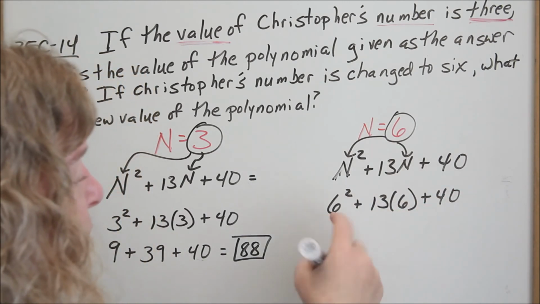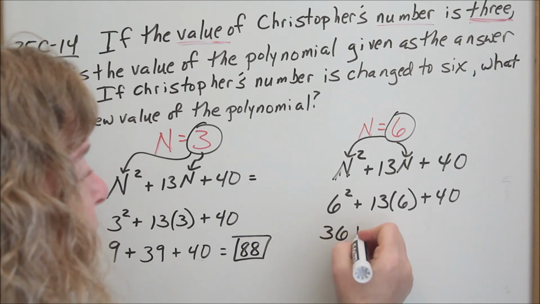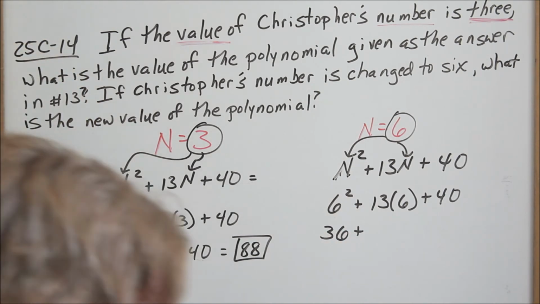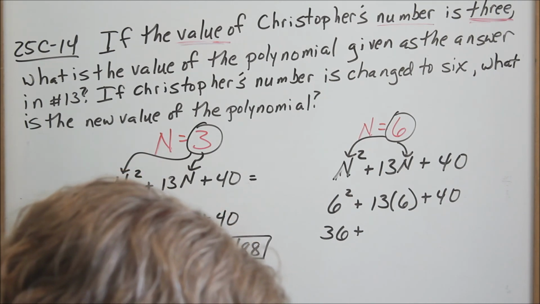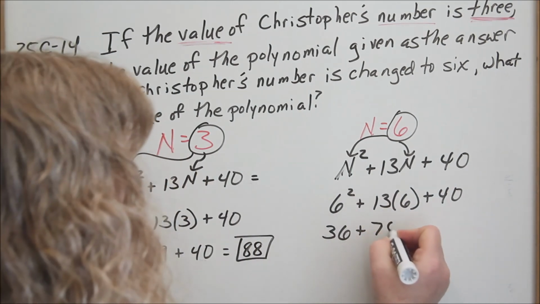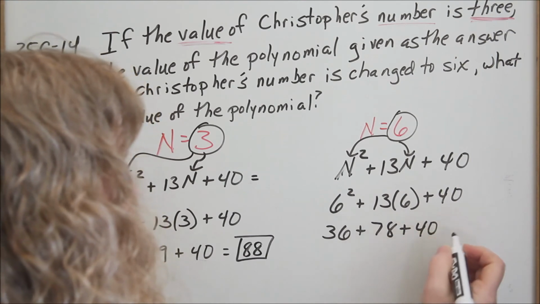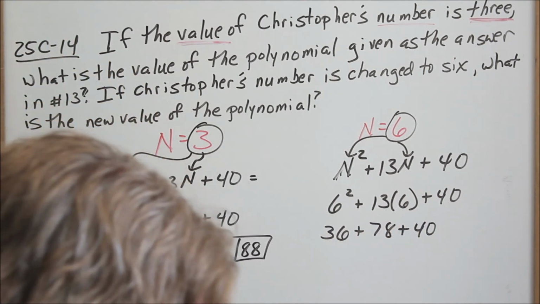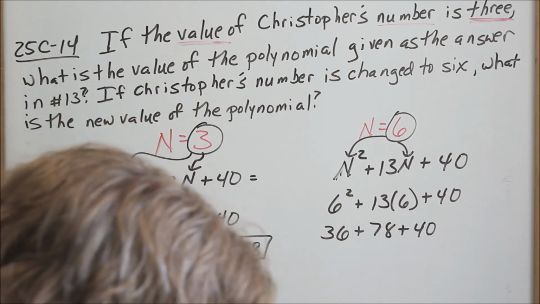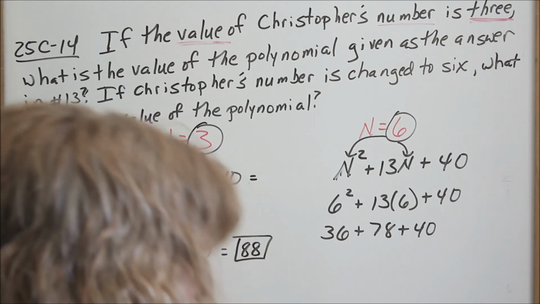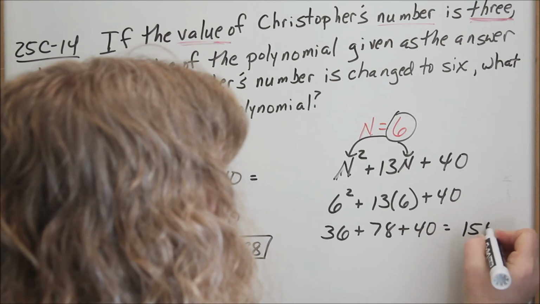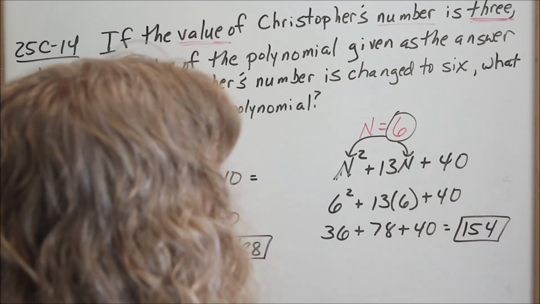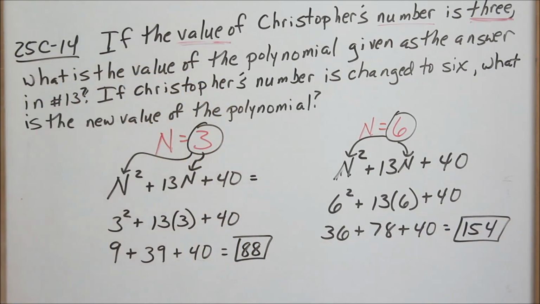PEMDAS says do exponents first. 6 squared, 36. PEMDAS then says do multiplication and division next. So 13 times 6, 78. Remember, I'm okay if you use your calculator. Now we add everything left to right, and that comes out to 154. So if his new number was 6, the value of that polynomial would be 154.